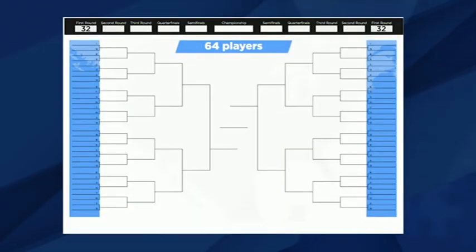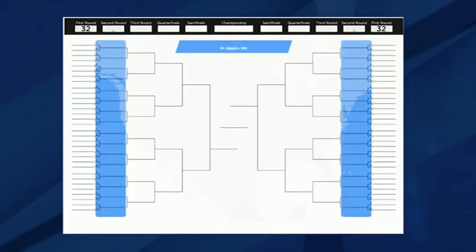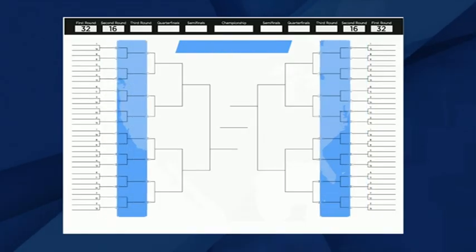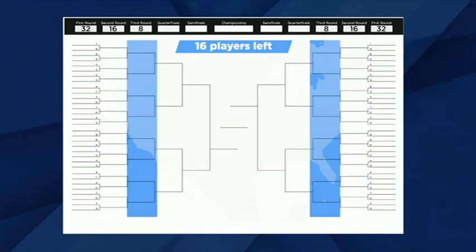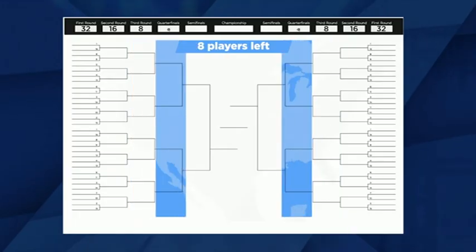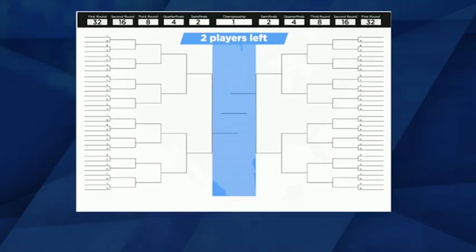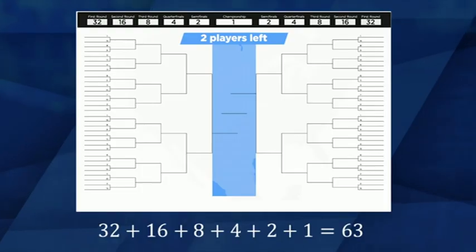Let's say we're dealing with a 64-player tennis tournament. In the first round, the 64 players will compete in 32 matches, leaving 32 competitors standing at the end of the first round. In the second round, those 32 competitors will compete in 16 new matches, after which 16 competitors will remain. The number of matches is cut in half in each round. There will be 8 matches in the third round, then 4, then 2, and then 1 match in the finals. So the total number is 32 plus 16 plus 8 plus 4 plus 2 plus 1, and that's 63. Very nice.